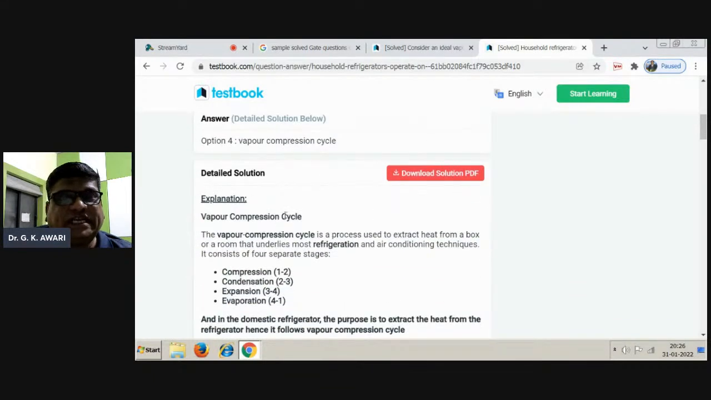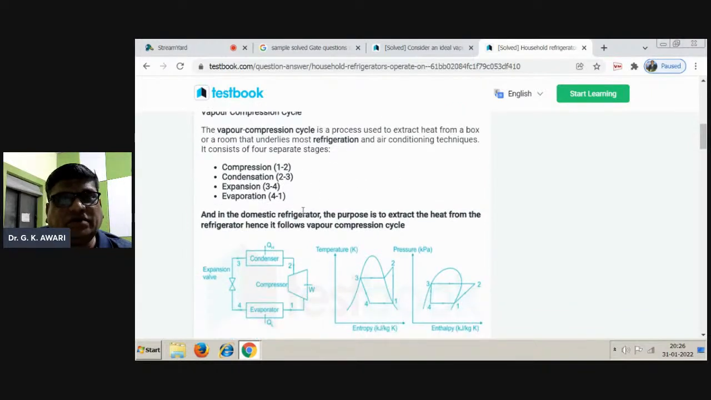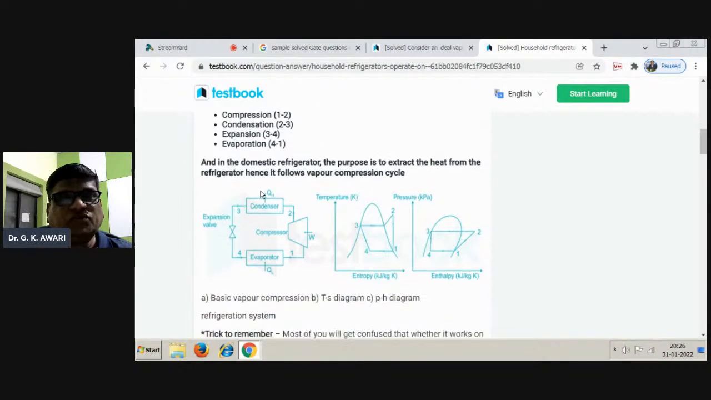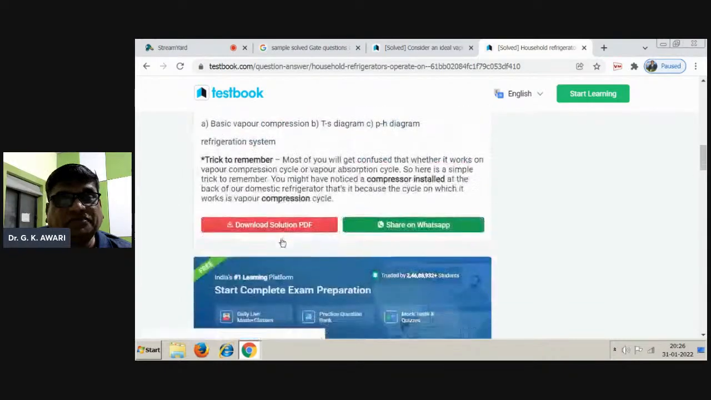So what is the explanation for this one? The vapor compression cycle is a process used to extract the heat from a box or a room that underlies most refrigeration and air conditioning techniques, and it consists of four separate stages, that is compression 1 to 2, condensation 2 to 3, expansion 3 to 4, and evaporation 4 to 1. And in the domestic refrigerator, the purpose is to extract heat. Here is the basic vapor compression TS and pressure diagram.